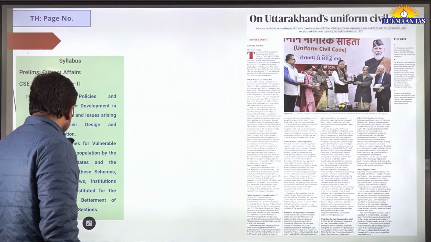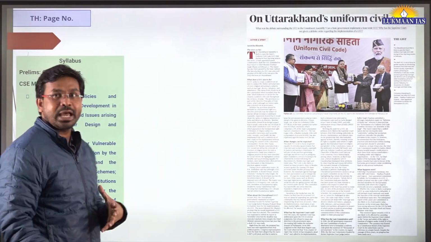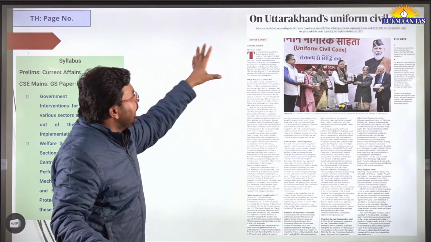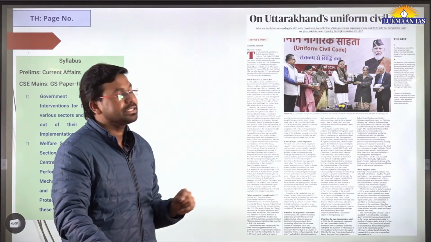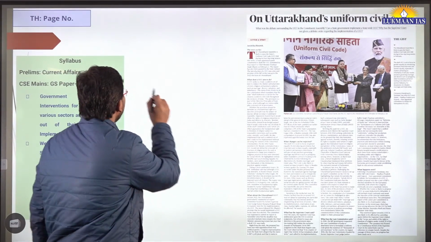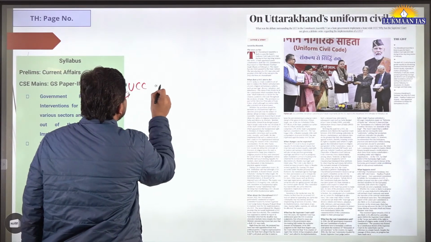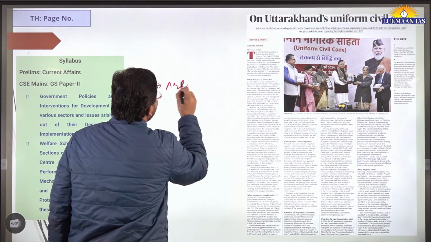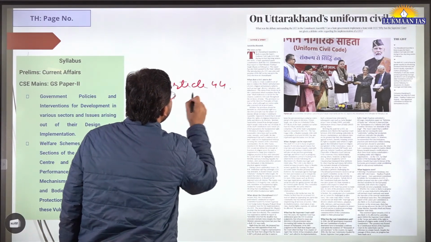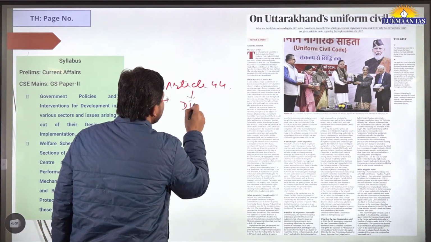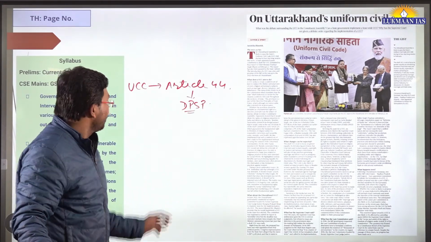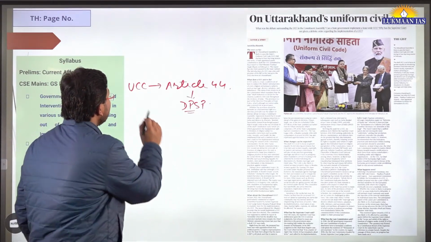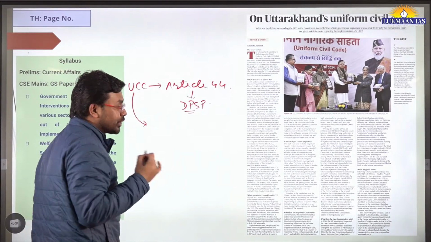So we are left with only 2 articles. I have a little less time, so I'll be quick in covering this article. In this article, they have discussed Uttarakhand's Uniform Civil Code. So we know the Uniform Civil Code is mentioned under Article 44 of the Constitution of India, right? Article 44 of the Constitution of India comes under the Directive Principles of State Policy. So what does the Uniform Civil Code mention?